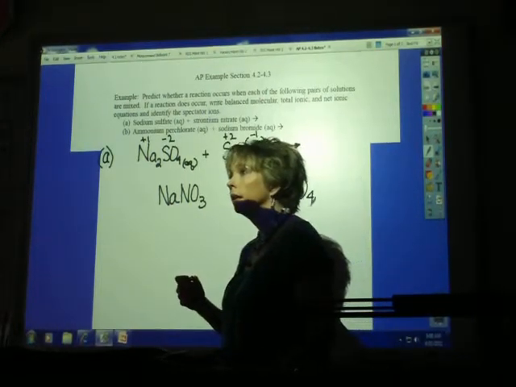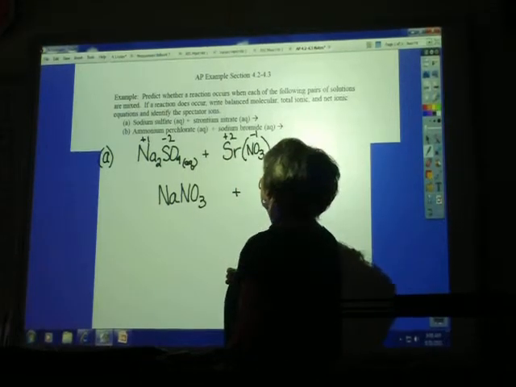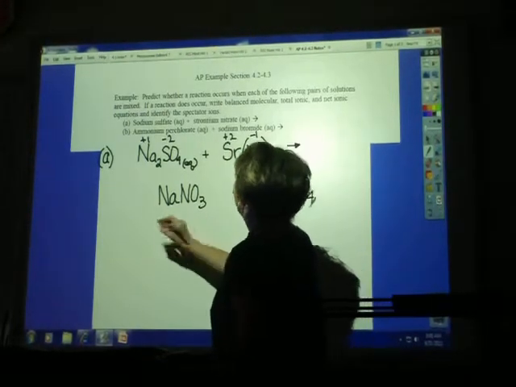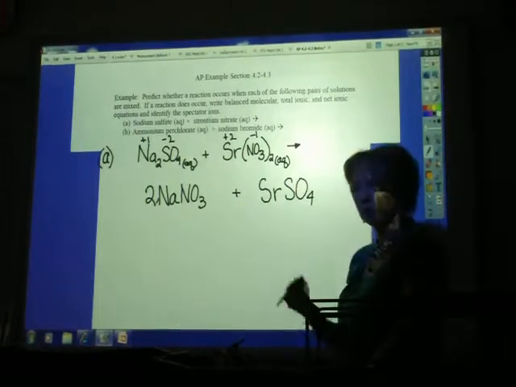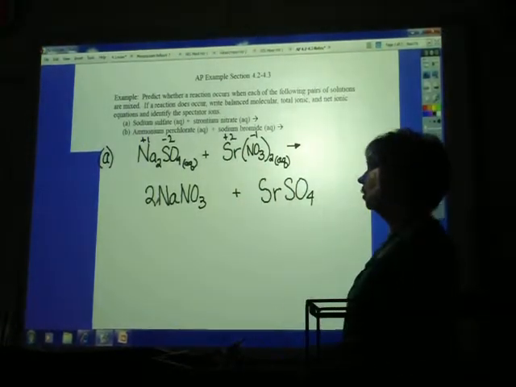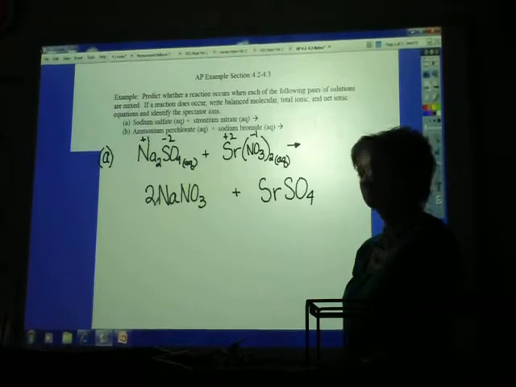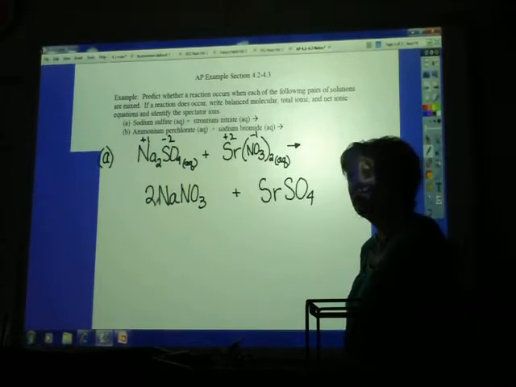You need to balance the equation. It probably isn't a bad habit to get into. With this particular activity, it's not as important, but let's go ahead and do it. That takes care of it, because it will become important.